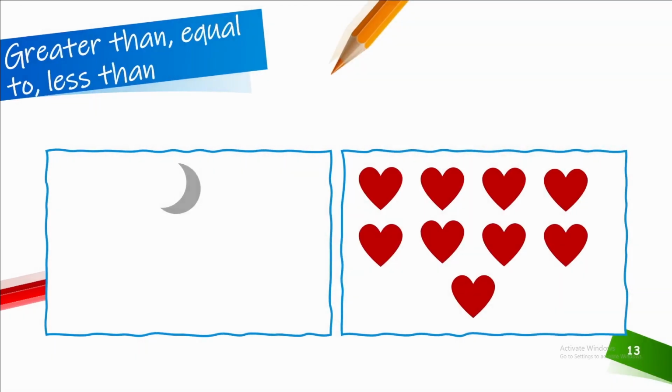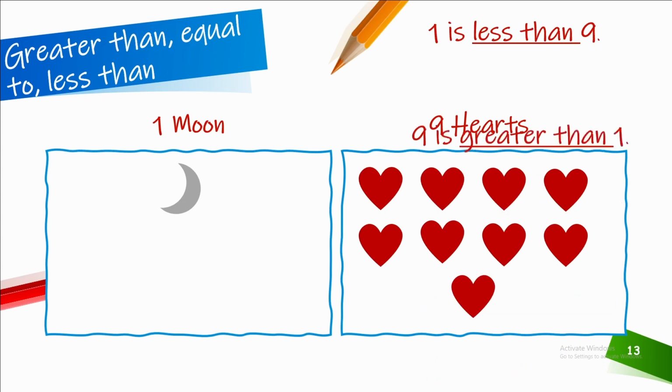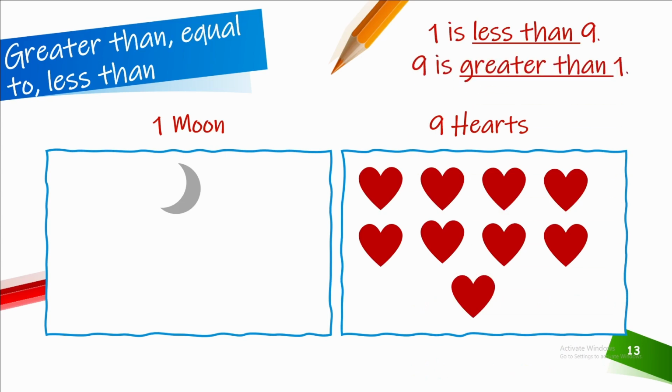Here I have a group of a moon and a group of hearts. Remember, feel free to pause the video to complete your work, unpause to check your answers. Good luck! Okay, let's go over the answer. So I have 1 moon and 9 hearts. These groups are not equal to each other. So this means that 1 is less than 9 and 9 is greater than 1.